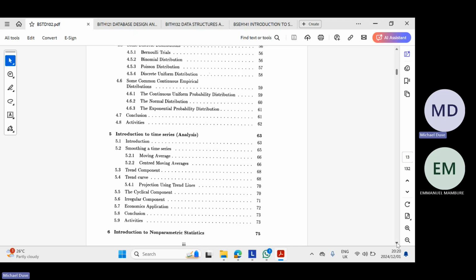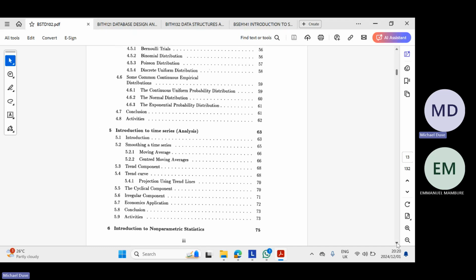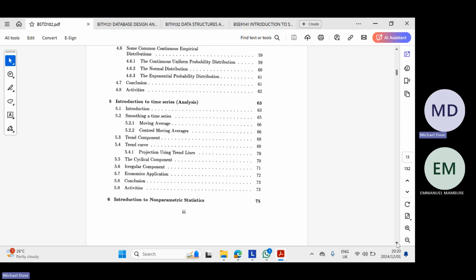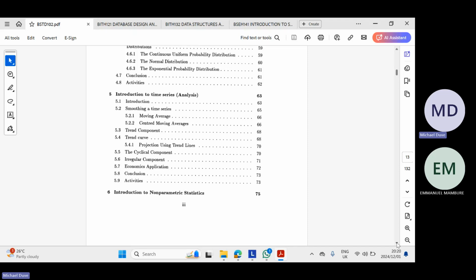So there are key concepts in time series analysis. You can talk of time series, trend, seasonality, cycles, and irregular variations. Then there's also stationarity, right? There are also types of time series analysis: descriptive time series analysis, then inferential time series analysis, then exploratory time series analysis. So briefly, that is what we can have.